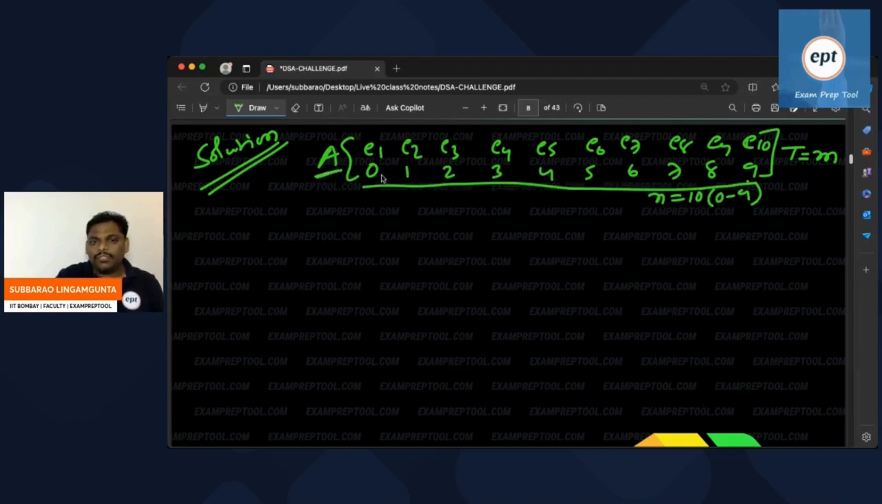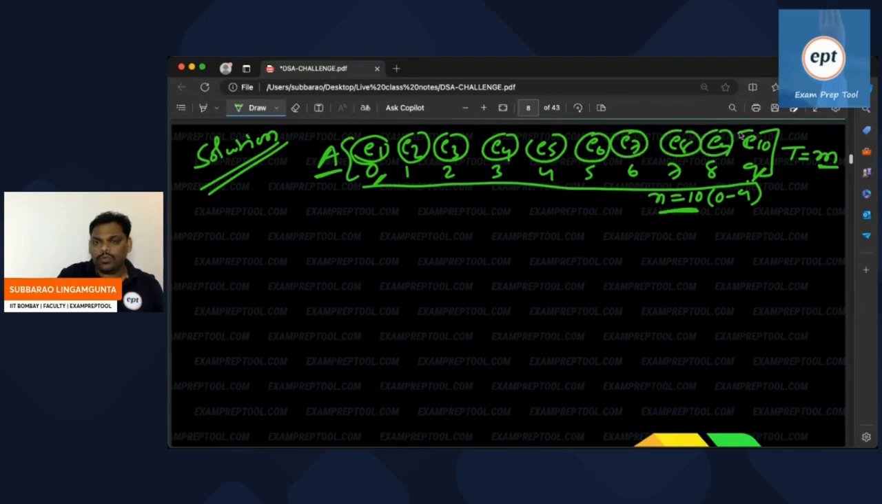That array contains 0 to 9 elements, so totally 10 elements are there. 0 to 9 indexes. Elements are E1, E2, some elements I have taken. There is one array which contains n people where n is 10. Indexes are 0 to 9. Next one, you have to find out two people whose sum is M. So target is M. Some elements I am taking. If you want, you can take some integers also. No problem at all.